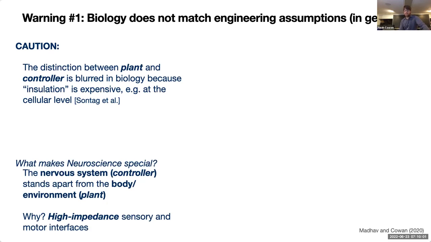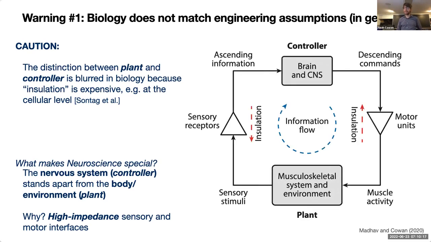Neuroscience, on the other hand, is special in biology as opposed to cellular biology, as Sontag et al. have shown. Neuroscience is potentially special because the nervous system really stands apart from the body-plant interaction, the body-environment interaction, which I'm going to call the plant, because of high impedance at the sensory and motor interfaces. When an electrical signal discharges into muscle, the forces may depend on the length, but the EMG signal itself does not, except via feedback loops. Obviously, as the system moves, there are sensory receptors measuring that movement, and they can then rise back up into the nervous system and change the motor command. But the EMG signal itself is in a sense insulated from the ultimate movement that it produces. So it provides a natural place to cut this feedback loop.